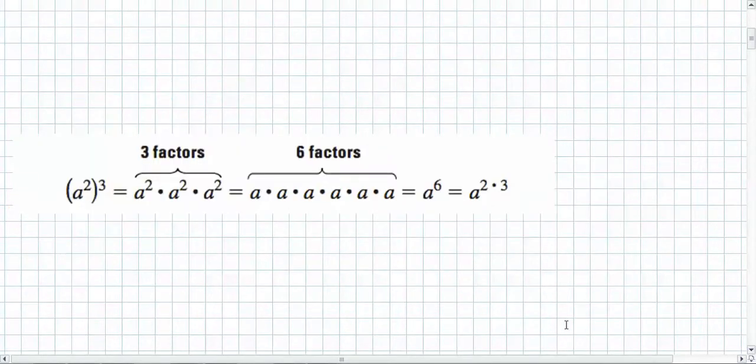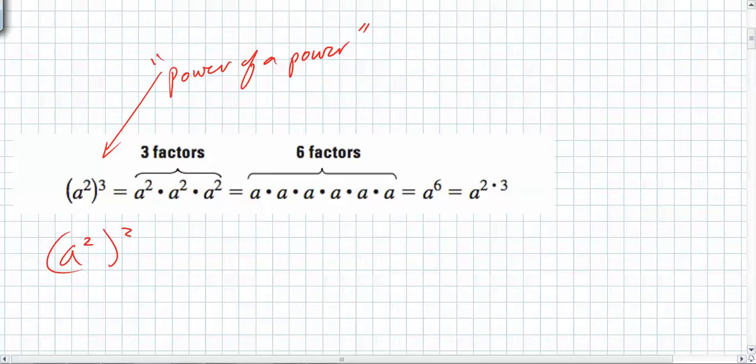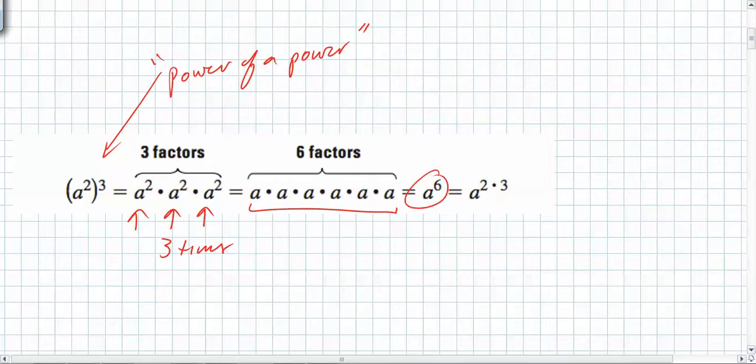If you have the power of a power, right here, you're taking an exponent of something that's already being raised to a power. In this case, it's a squared to the third. You're multiplying a squared times itself 3 times. Each of those squared is a times itself, so it's 6 of them. It's a to the 6th, which is a to the 2 times 3. So power of a power, you multiply the powers.